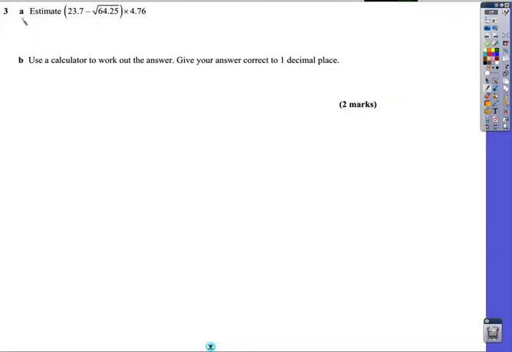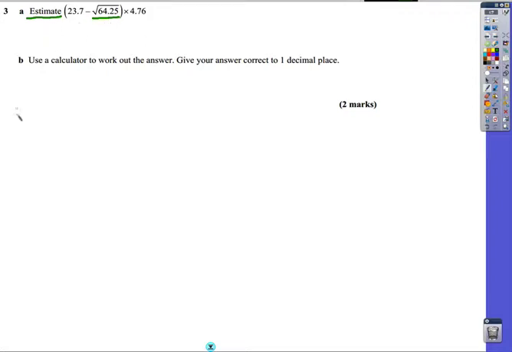So there's 3 marks. Question 3a is asking us to estimate 23.7 minus root 64.25 times 4.76. Now before you move on, just take a look at the question and think a few steps ahead on what you're going to do. First is estimate. So in your head straight away it needs to be rounded to one significant figure. But looking at this 64, would it be wise to square root that to the one significant figure, which is square root 60? Not really, because this is very close to square root 64, which is a square number, and you can square root 64.